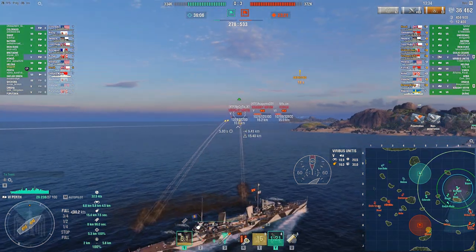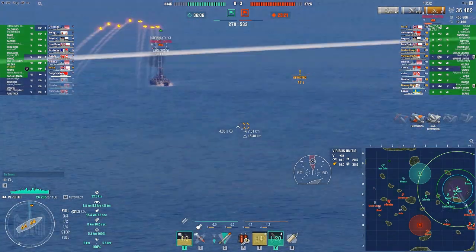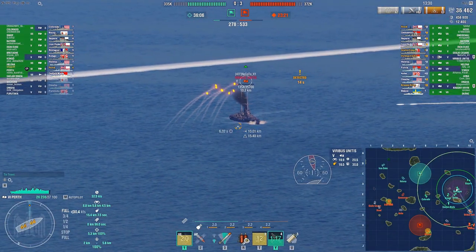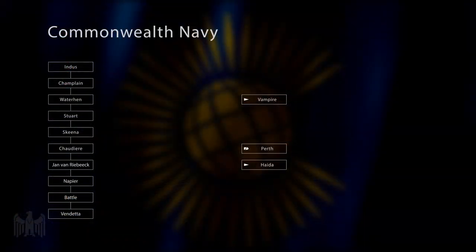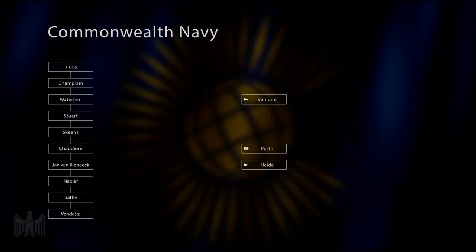Commonwealth cruisers should have access to Hydro from Tier 4, Creeping Smoke from Tier 5, and Radar from Tier 8 in the smoke slot. For more details, keep an eye out for the upcoming Commonwealth cruiser video.